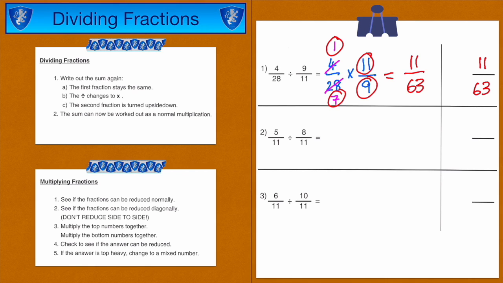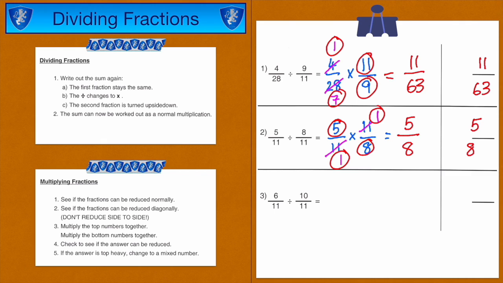Right then, next one. The first fraction stays the same, so it's 5 over 11. Divide changes to times. Now this second fraction is not going to be 8 over 11 anymore, it's going to be 11 over 8. So let's see. We can't do anything with 5 and 11, we can't do anything with 11 and 8, we can't do anything with 5 and 8, but we can divide by 11 if we go diagonally that way. 1, 1. And then we've got 5 times 1 is 5, and 1 times 8 is 8. So that's 5/8. Okay.